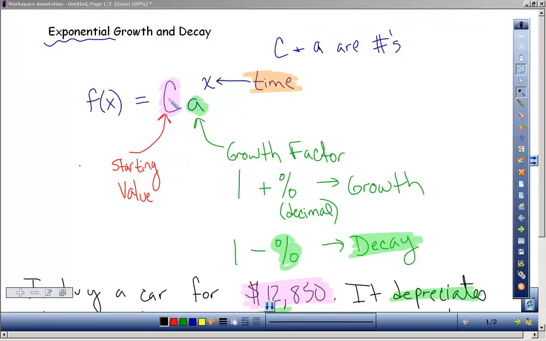So you just want to make sure you ask yourselves in every word problem, what is my starting value? What is my percentage for my growth or decay? So am I adding or am I subtracting that percentage from 1? And then what is my time frame? And this is how we use this lovely little equation.